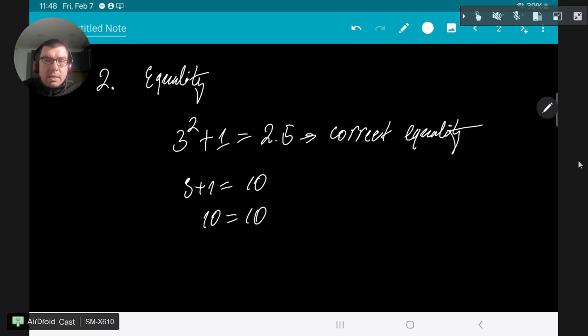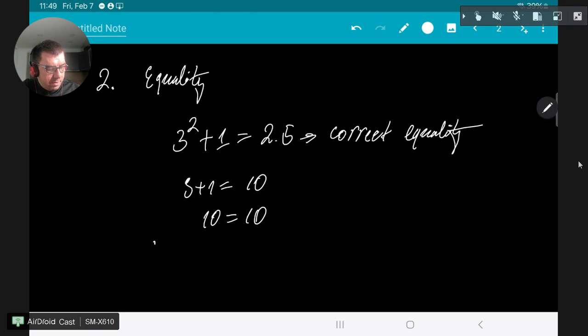And why is this a correct equality? Because when I simplify both the left and the right side, I can reduce this numerical expression to an identity, right? Because 10 equals 10 is an identity. Therefore, I conclude that 3 to the power of 2 plus 1 equals 5 times 2 is a correct equality. If my equality is not reducible to an identity, then I have an incorrect equality.